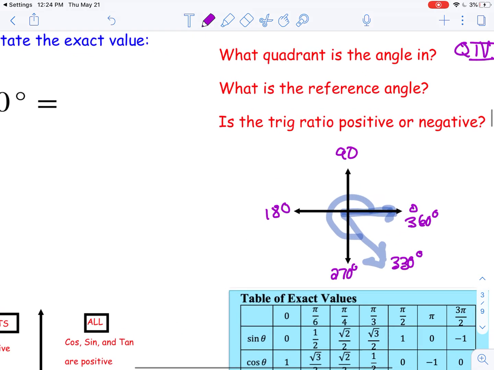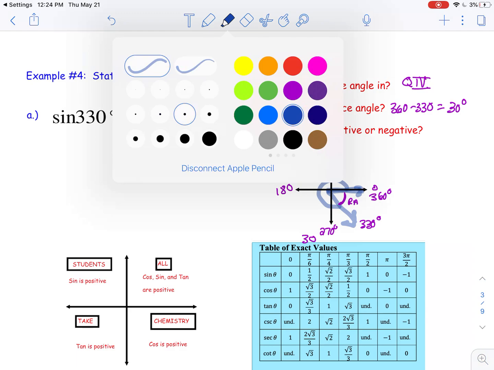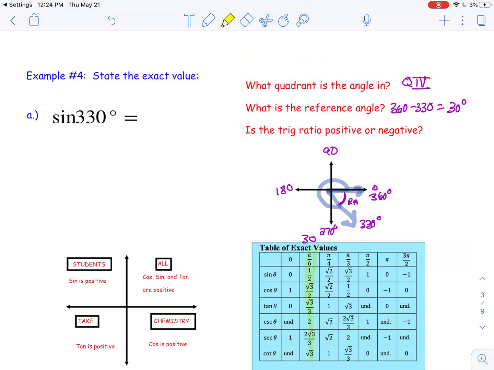What is the reference angle? My reference angle is going to lie in here. So the difference between 360 and 330 gives me 30 degrees. So I know that I am here. I'm in this column. This is 30, 45, 60.